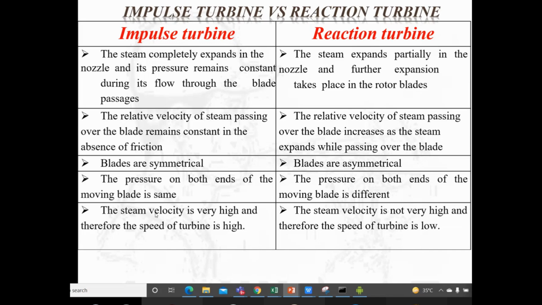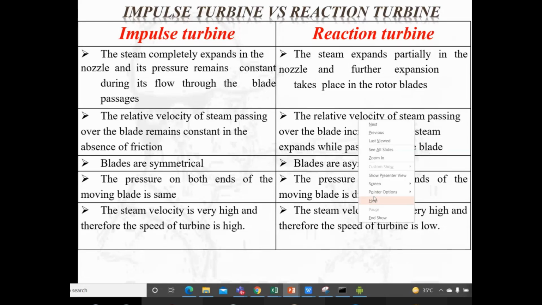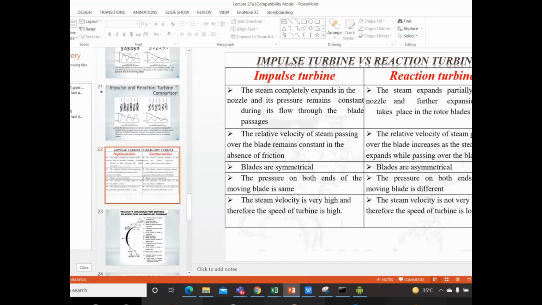The steam velocity is very high, and therefore the speed of the turbine is high in the impulse turbine case, and in the reaction turbine the steam velocity is not very high, and therefore the speed of the turbine is low. So these are just a quick comparison between the impulse turbine and the reaction turbine.